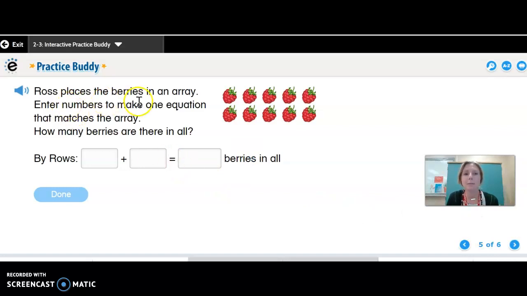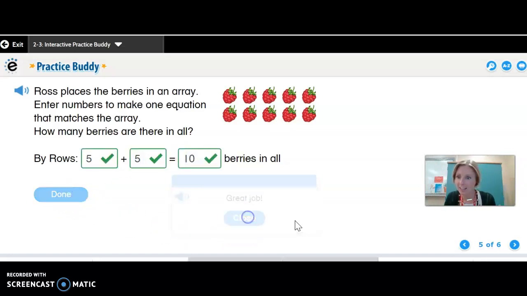This one says Ross places the berries in an array. Ooh, those are pretty, aren't they? Those look yummy. Enter the numbers to make one equation that matches this array. So it's up to us. Oh, never mind. See, Miss Thomas didn't read the instructions. By rows. So let's look at the rows. Rows go side to side. 1, 2, 3, 4, 5, plus 1, 2, 3, 4, 5. Let's do it. 5 plus 5. We know that one. What's 5 plus 5? 10. 10 berries now. Isn't this fun?